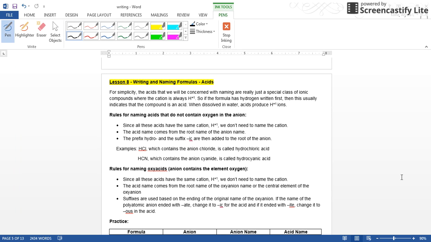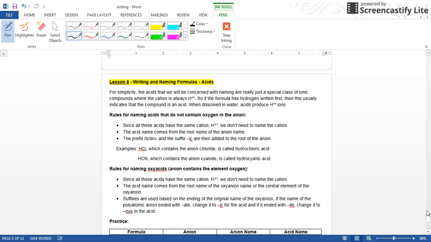So for simplicity, the acids that we're going to be concerned with are just a special class that we're going to name differently. In order to name them, if they do not contain oxygen, you don't need to name the cation. The acid name just comes from the anion that we're using. So you use hydro in front and ic at the end. For example, HCl is hydrochloric and HCN is hydrocyanic acid.